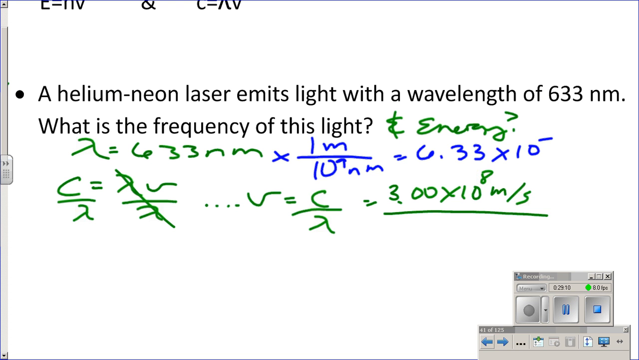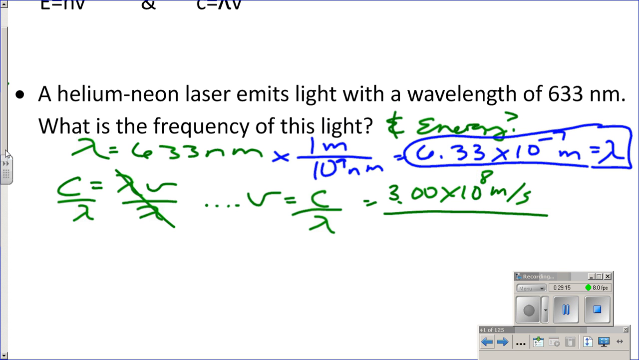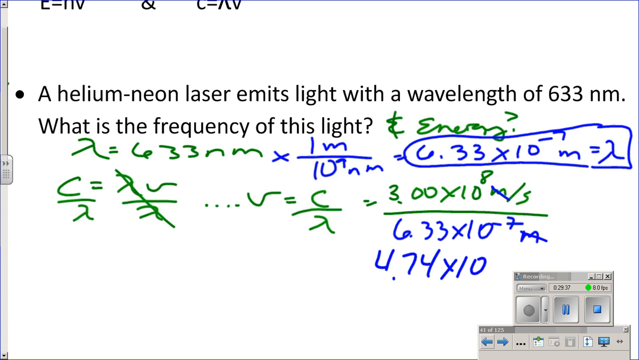6.33 times 10 to the negative 7th meters is our wavelength. So 6.33 times 10 to the negative 7th meters. So what cancels? Meters and meters, leaving us with something per second. It's like 4.74, nope, hold on. Yes, 4.74 times 10 to the 14th per second. That is our v, that's our frequency.